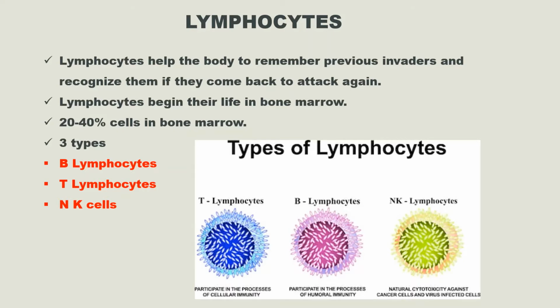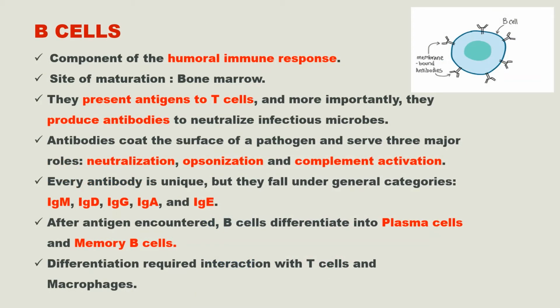B cells are a component of humoral immune response. Humoral immune response means antibody mediated immune response. Site of maturation, bone marrow. That you have to remember. The site of maturation of B cells is bone marrow. They present antigens to T cells. That means these B cells are antigen presenting cells. And more importantly, they produce antibodies to neutralize infectious microbes. So, these B cells are antibody producing cells.